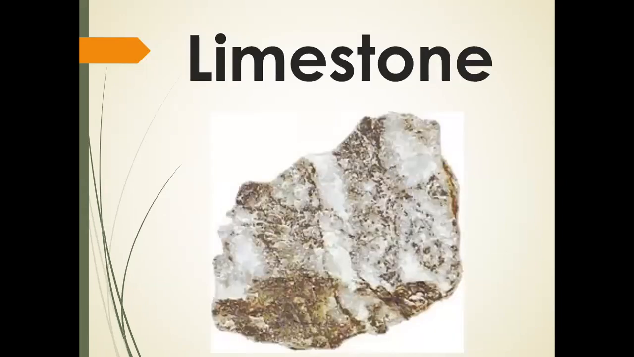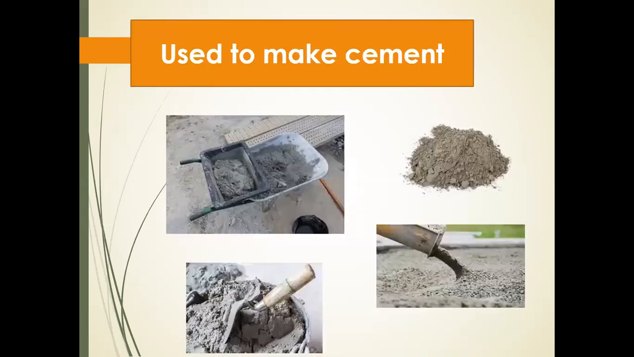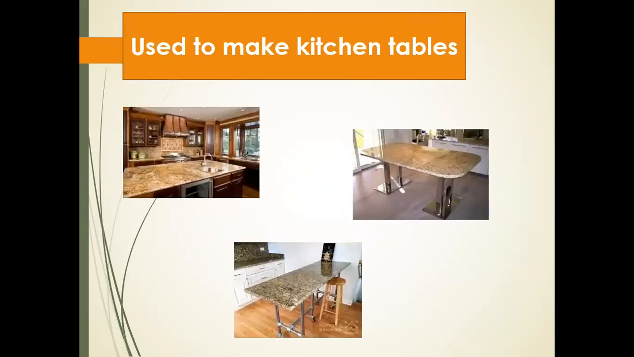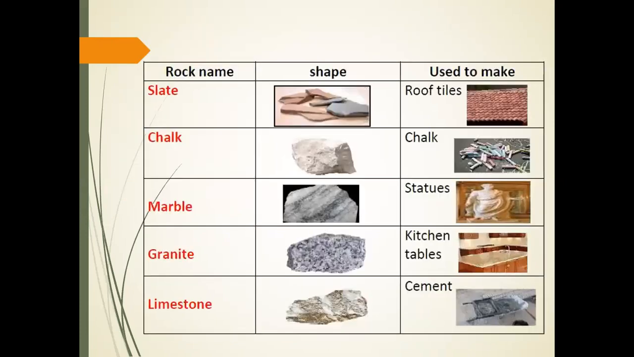Then the limestone, this is the shape of the limestone. How can I use the limestone? To make the cement, and then I will use the cement in building, for example. This is the granite. This is the shape of the granite. I will use it for what? For making kitchen tables. Okay, so we took slate, chalk, marble, granite, limestone, and these are their shapes. The slate, I use it in roof tiles. Chalk, I use it to make chalk. Marble to make statues. Granite to make kitchen tables. Limestone to make the cement.